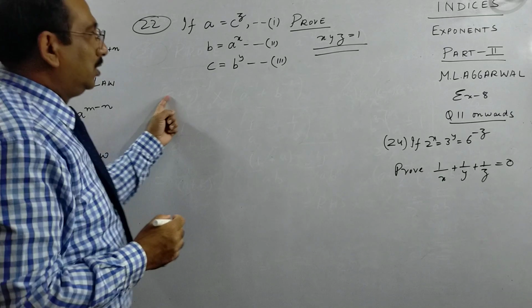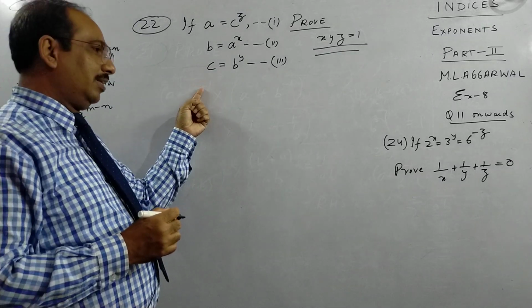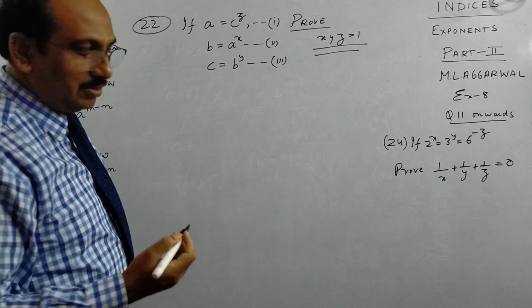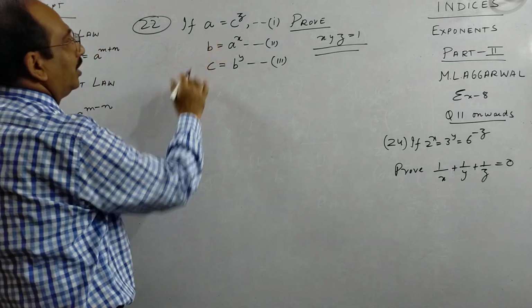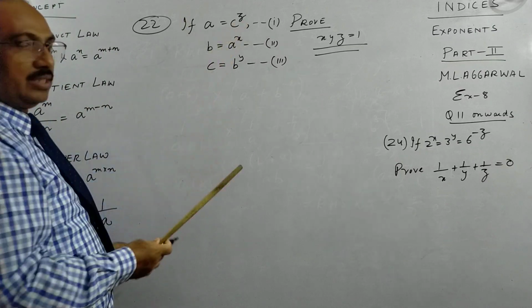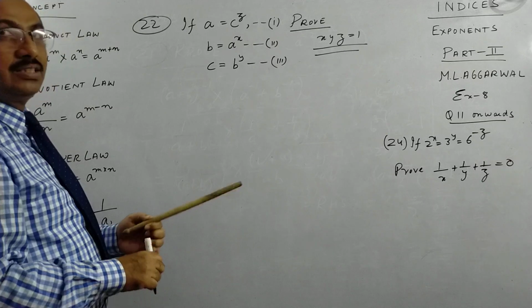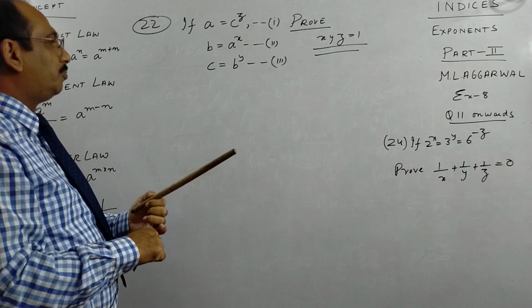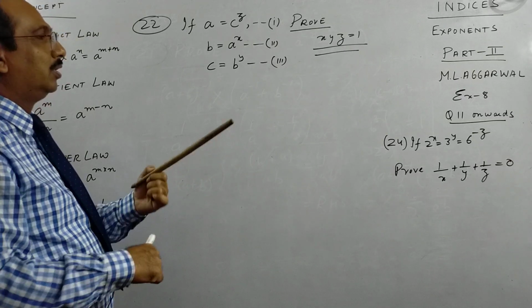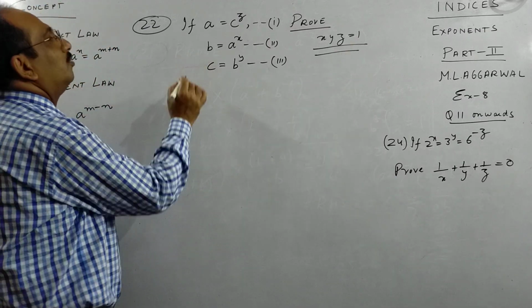So we go on to the 2 more sums, and they are very interesting. They look hard, but if you practice, it will become easier. So we have got A is c to the power z, B is a to the power x, and C is a to the power b to the power y. So we have to prove xyz is 1. So see how we start.